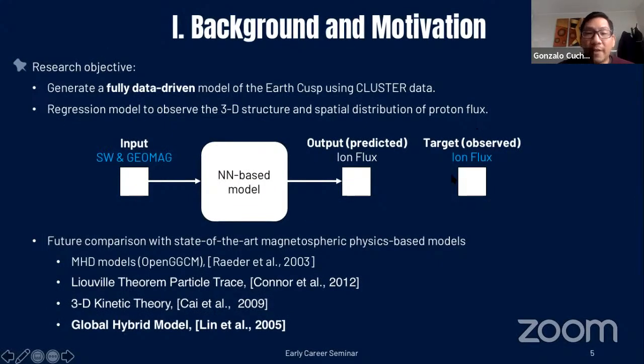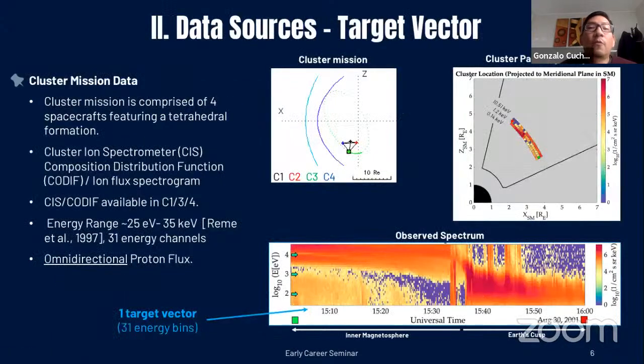I'm going to explain first the target, and the word that I'm going to use is the target vector. That is the unit of data that I'm going to use in my presentation. So I'm going to start explaining what a target vector is. The target vector will be comprised of Cluster mission data.